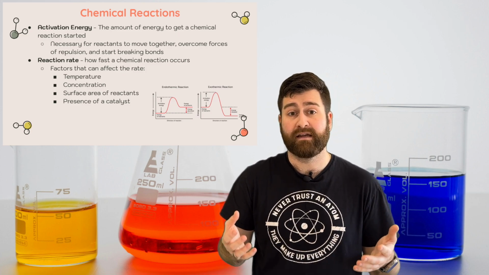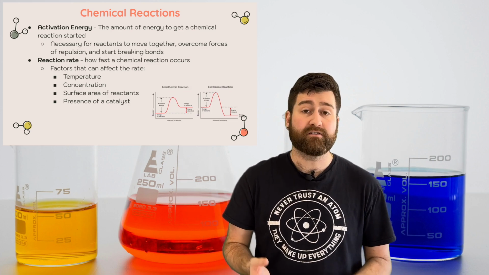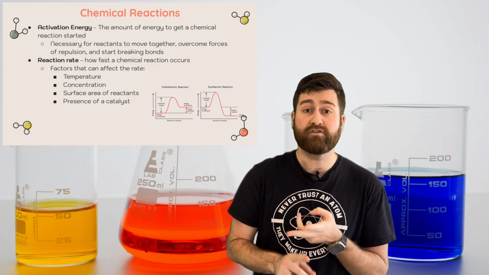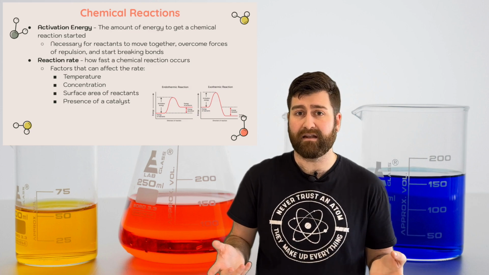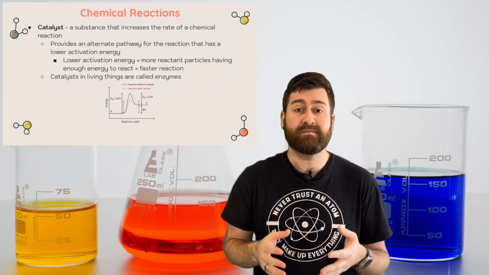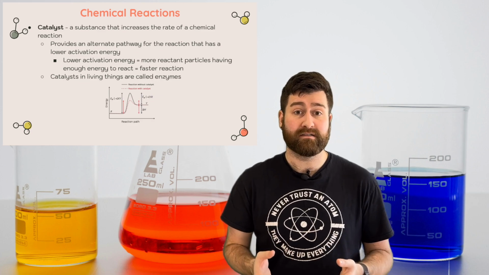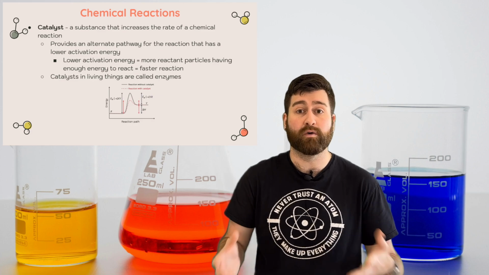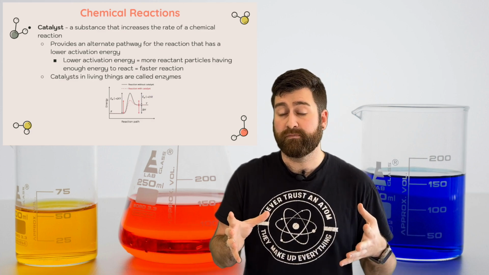Next is the reaction rate. The reaction rate is just how fast or how slow a chemical reaction occurs. Factors that can affect the rate include, but are not limited to, temperature, concentration of the reactants, surface area of the reactants, or presence of a catalyst. But Mr. Morgan, what is a catalyst? A catalyst is a substance that increases the rate of a chemical reaction. It increases the rate of a chemical reaction by providing an alternative pathway for the reaction that has a lower activation energy.